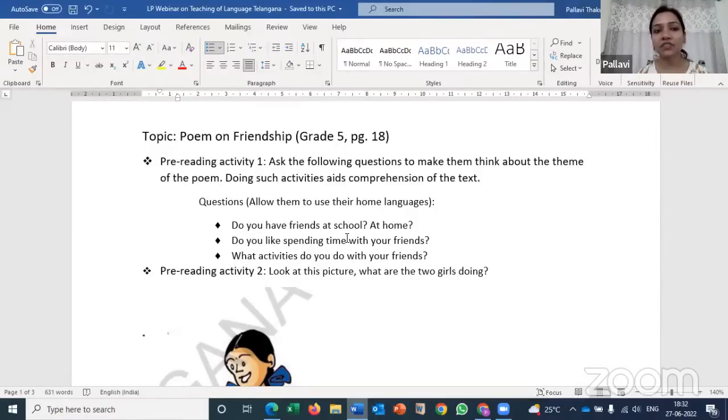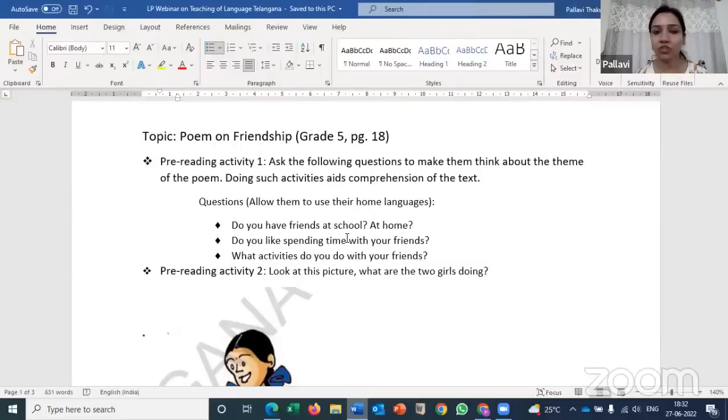In a pre-reading activity for a text like this, you can perhaps just start with questions like, this text is about friendship, as I said. Do you have friends at school? Do you have friends at home? Children, when they respond, might not be able to respond in English. As Giridhar sir and Parthasarathy sir mentioned, it is okay if they respond in their home languages as well. That should be acceptable. Try to encourage them to speak as much English as possible.